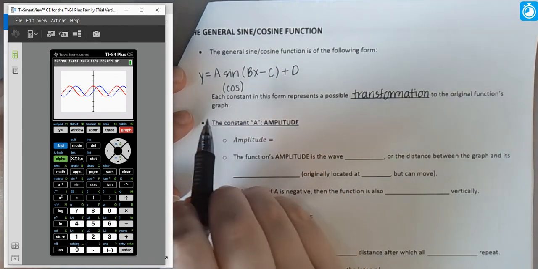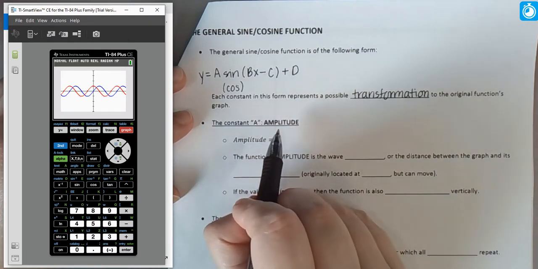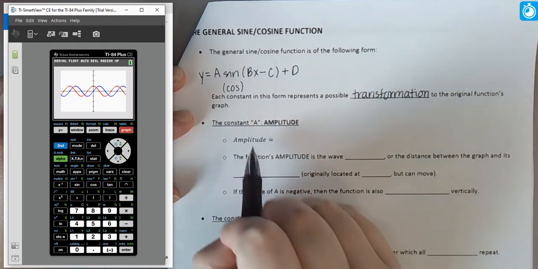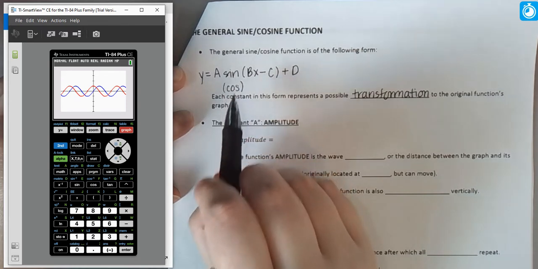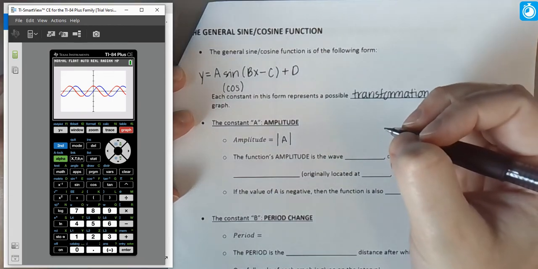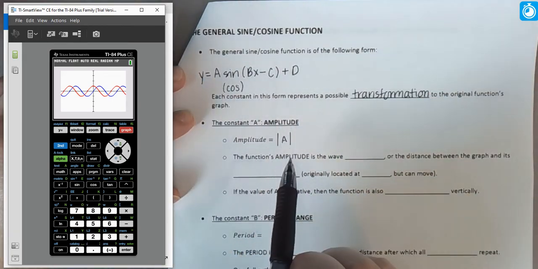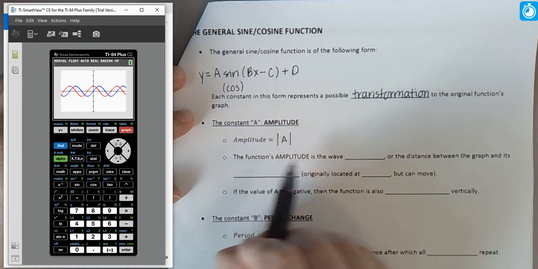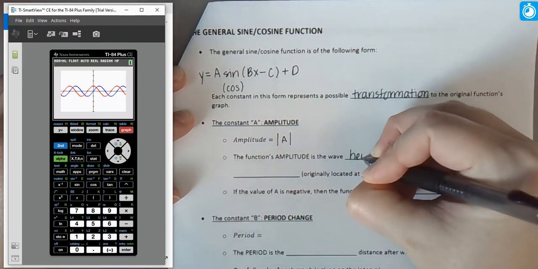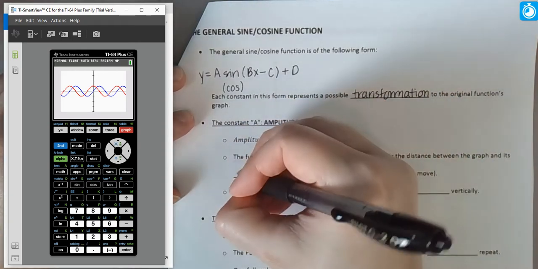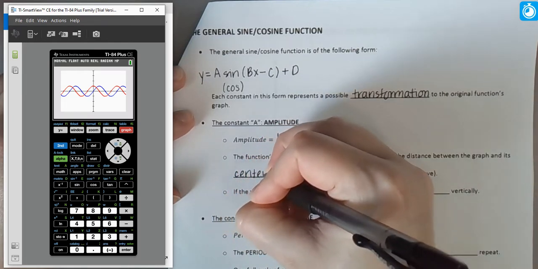This constant a represents what we call the amplitude of our graph. When we're talking about a graph that looks like a wave, it has an amplitude. The amplitude of our sine or cosine function is defined as the absolute value of whatever a is. So if a is already a positive number, the absolute value doesn't do anything. If a were a negative number, it's going to take that and make it positive. So amplitude is always defined as being a positive number. Amplitude represents the wave height, or more specifically, the distance between the graph and its center line.